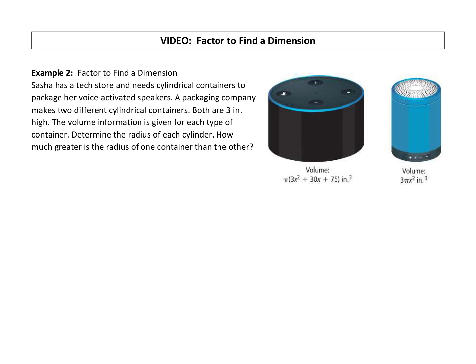All right, moving on to example 2. We're going to factor to find a dimension, and it's a word problem. Woohoo! All right, Sasha has a tech store and needs cylindrical containers to package her voice-activated speakers. A packaging company makes 2 different cylindrical containers. Both are 3 inches high. The volume information is given for each type of container. Determine the radius of each cylinder. How much greater is the radius of one container than the other?